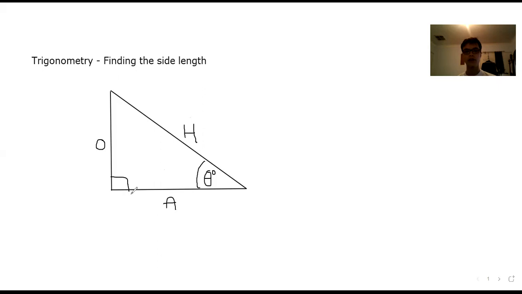So these are our three sides of the triangle, and our trig functions are sine theta, cos theta, and tan theta. Let's start off with sine theta. To find sine theta, we use this formula: sine theta equals the opposite side over the hypotenuse, so that's the slope there.